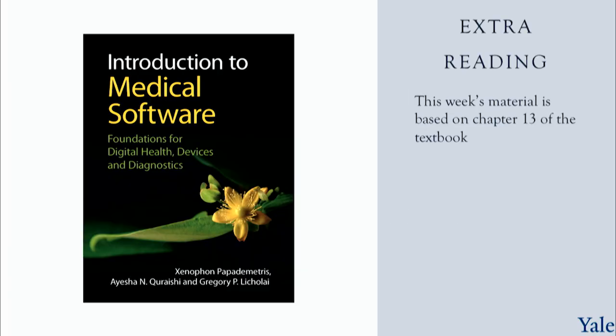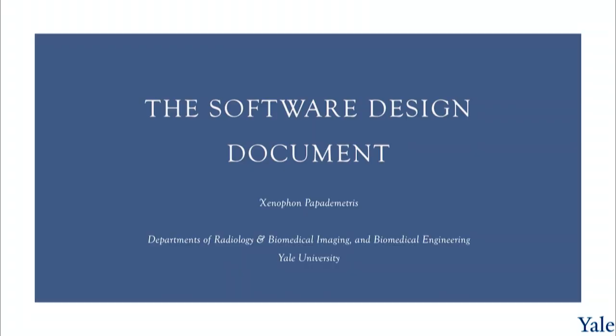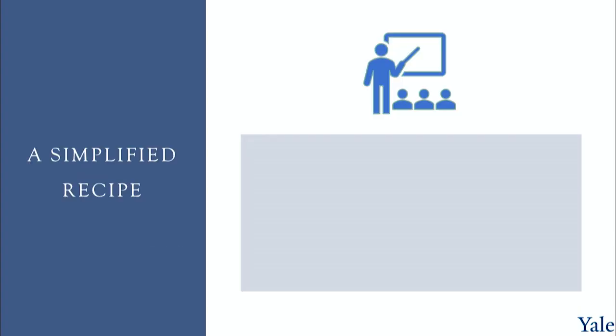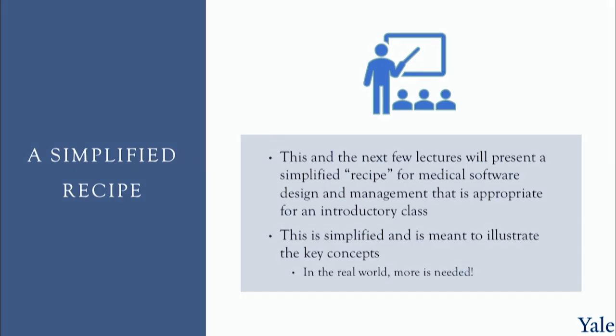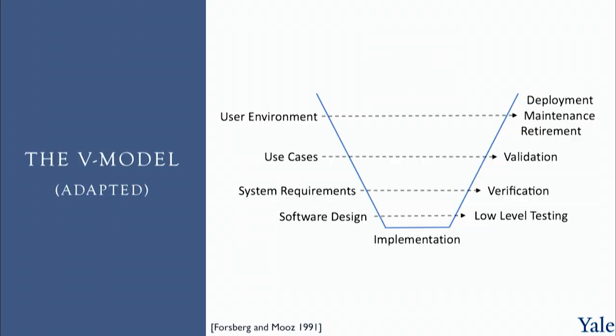This week's material is based on chapter 13 of the textbook, and as before, you'll find more details there, especially when it comes to examples of the details of this document. So we'll start this process by talking about the software design document. And as before, this is a simplified recipe. Again, it's for the needs of an introductory class. We're trying to illustrate all the concepts here. If you go in industry, you'll see different procedures used, but hopefully we cover the basic concepts, and this is the goal of a class such as this.